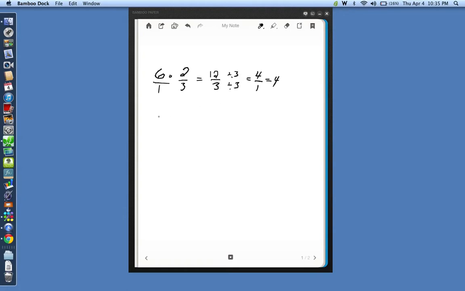Let's take a look at another example. If we have 3 and 1/5, and we're going to just multiply that by 3/4. Now, before we start, let's go ahead and change this mixed fraction to an improper fraction. So we're going to have to multiply this whole number times the denominator, and then we're going to add the numerator. So we got 3 times 5 is 15, plus 1 is 16. And let's keep our denominator, so that's 16/5.